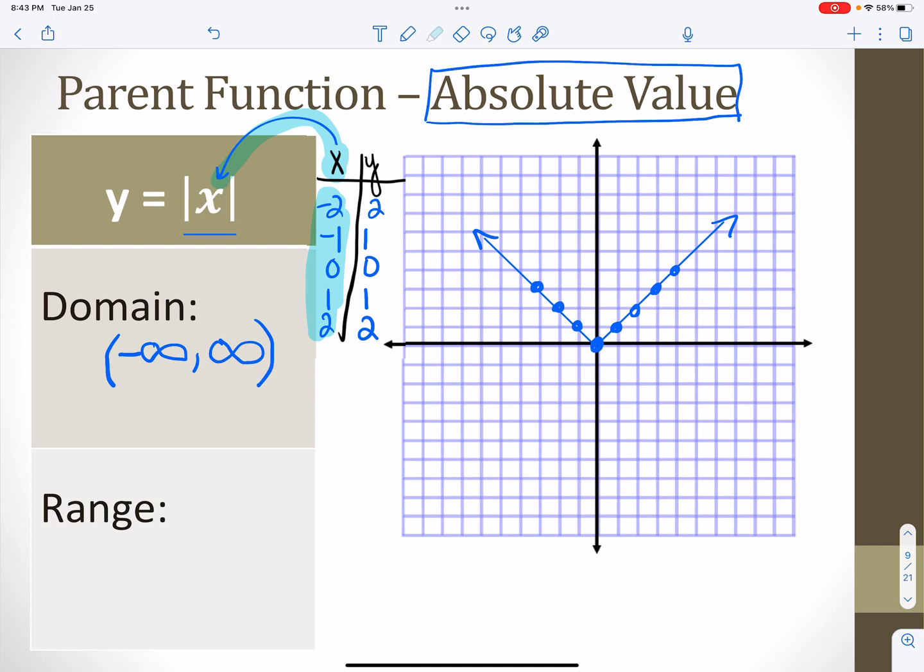But now we're going to look at the range. The range is your Y values. If you look at this, my lowest Y value is at 0. I'm going to go ahead and just define this point. Isn't this point right here 0, 0?